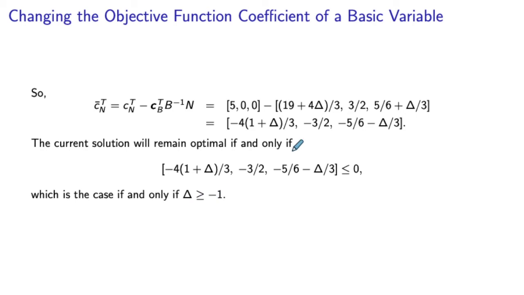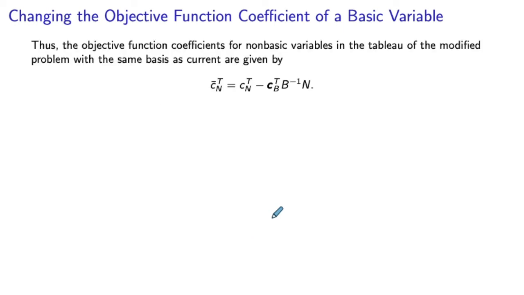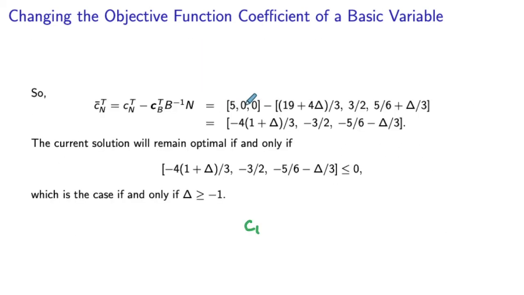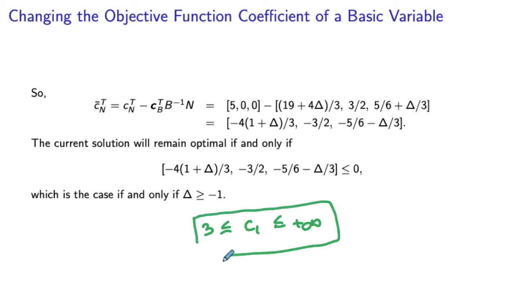And then if you want to get the range for C1, we need to add this range of delta to the original coefficient C1 that we had in our problem. The original coefficient was 4, so we need to add 4 to this range here in order to obtain the range for C1. So 4 minus 1 is going to give us 3. So C1 must be between 3 and plus infinity. And usually in the problems that I give you, you need to determine the range for the coefficient and not for delta. So keep that in mind.